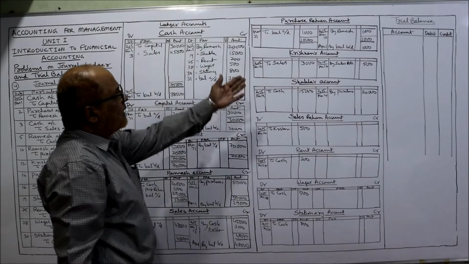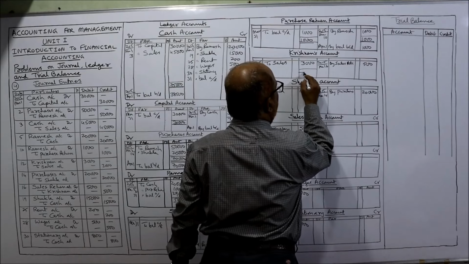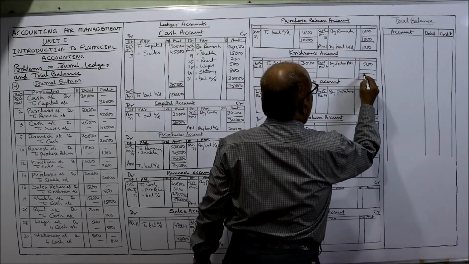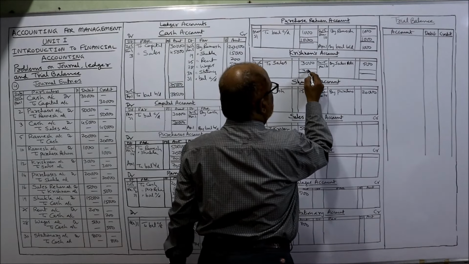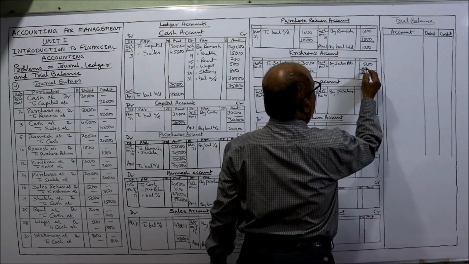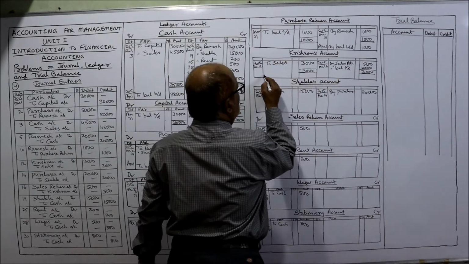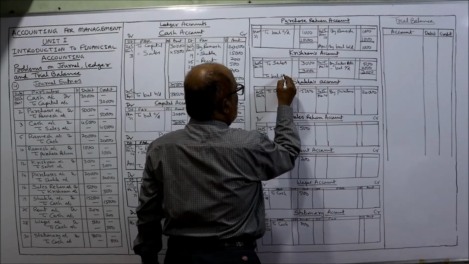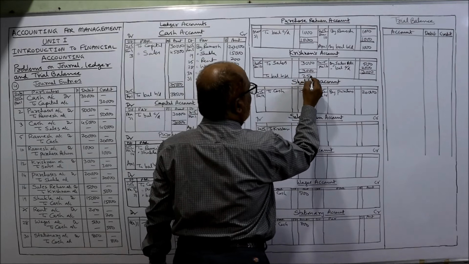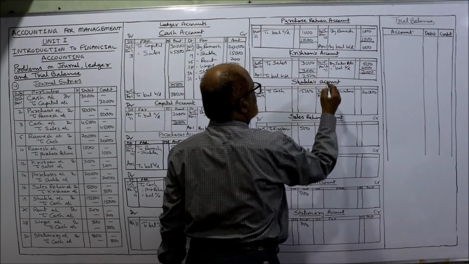Over. Then Krishnan's account. Debit side it is 3,000, and credit side it is 500. So 3,000 minus 500, you will get 2,500 by balance carried down. So to balance brought down it is 2,500. This is April 1st. This is 31st March.